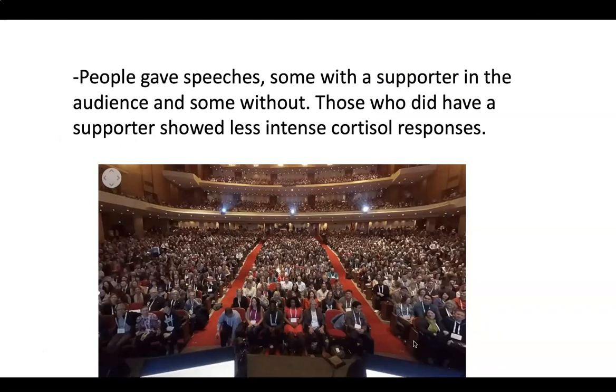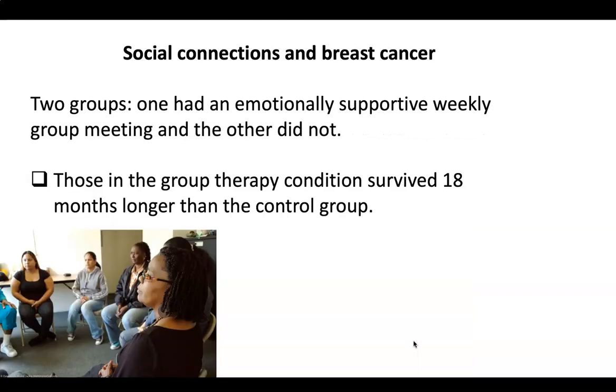So how do we know that social support helps? There have been studies where they had people give speeches to an audience. Some had a supportive friend or loved one in the audience, and some didn't know anybody in the audience. Then they measured cortisol levels, and they found that those who had a supporter in the audience had less intense cortisol responses. So just knowing that there was someone rooting for you not to stumble in your words or trip and fall, or something like that. So anyway, that's an interesting thing there.